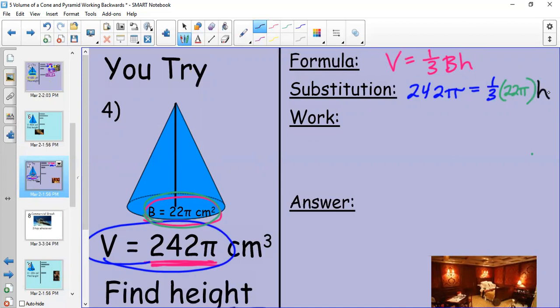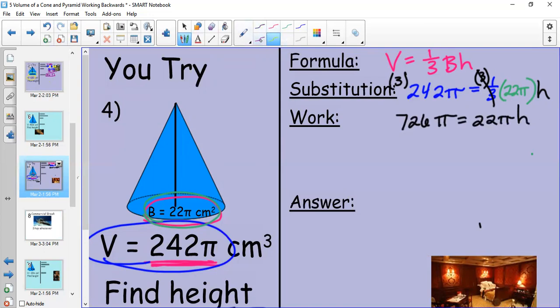Okay, so I would do the same thing again. I would get rid of our 1/3 by multiplying by 3. Cancel it out. Whatever you do to one side, do the other side. So 242 times 3 gives us 726 pi equals 22 pi h.